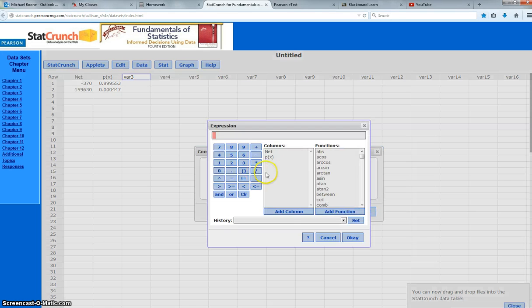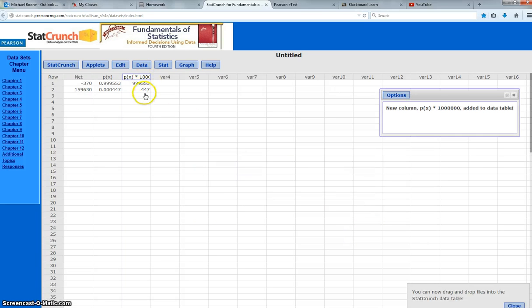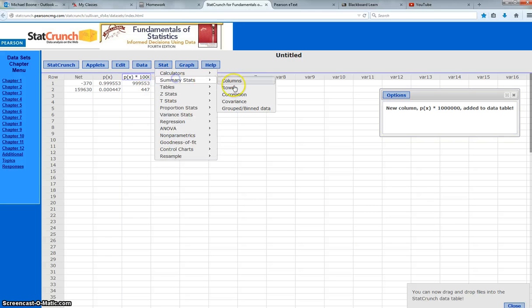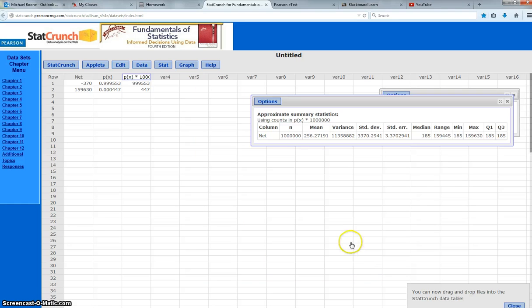So that might be easiest on a small problem like this, or I could get StatCrunch to change it to an integer by taking my probabilities and this time multiplying by 1, 2, 3, 4, 5, 6 zeros. So that would be 1,000,000. And there's this new column, and now stat, summary stat, group bin data, my net values, and my probabilities times 1,000,000, so I get integers. Now I get a mean of $256, right? That's what this says. So my expected value should be 256.